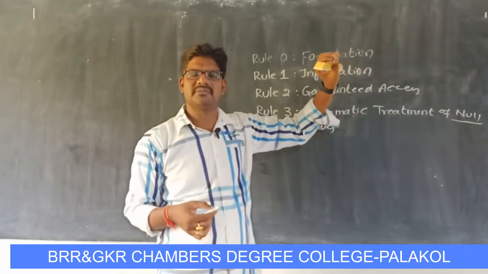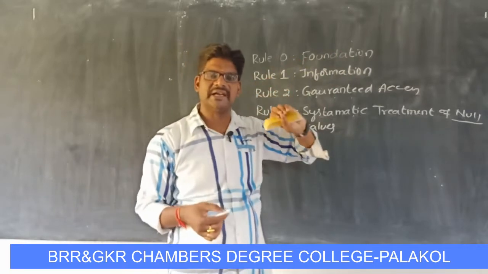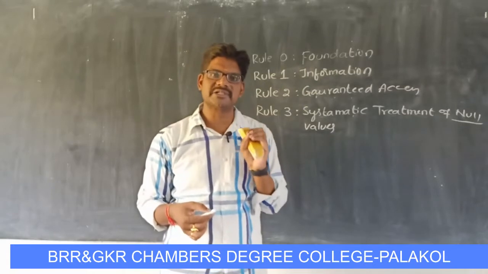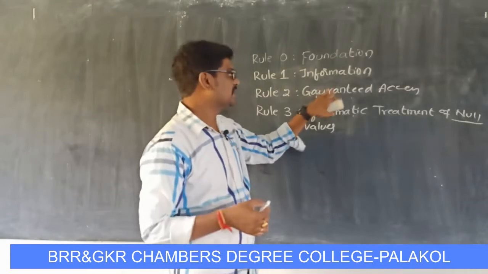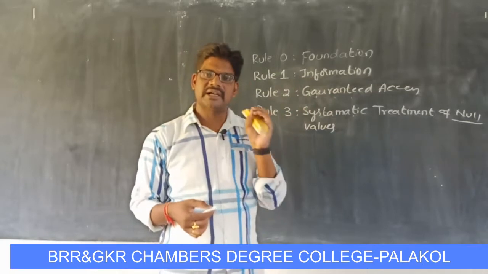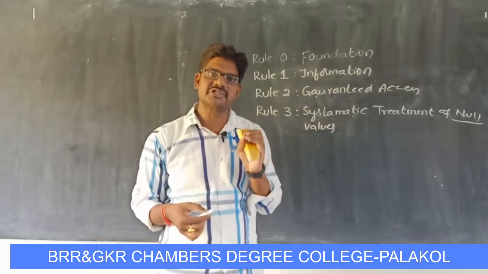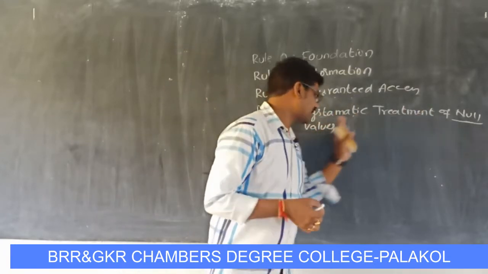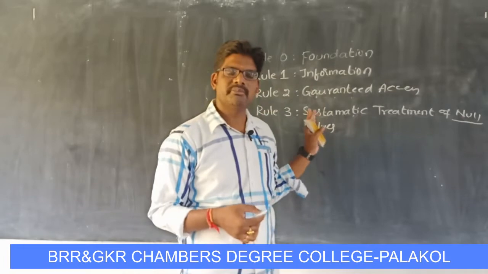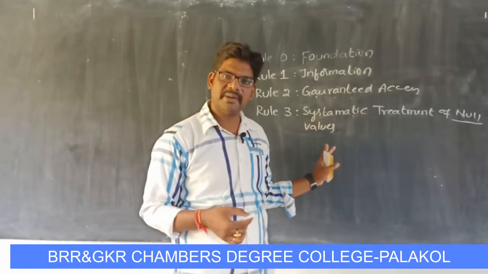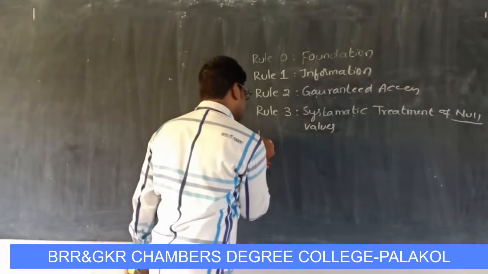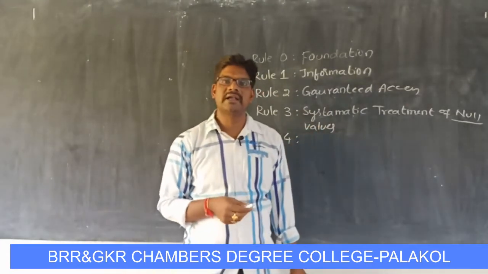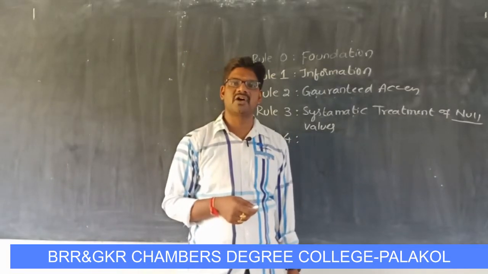All RDBMS related data must be maintained in the database, and information means the data within the database must follow the tabular format. Guaranteed access means the data within the database must be accessible to the end users. Systematic treatment of null values means we have to maintain null values independent of the data types. And next is rule 4. What is rule 4? Dynamic online catalog based on relational model.